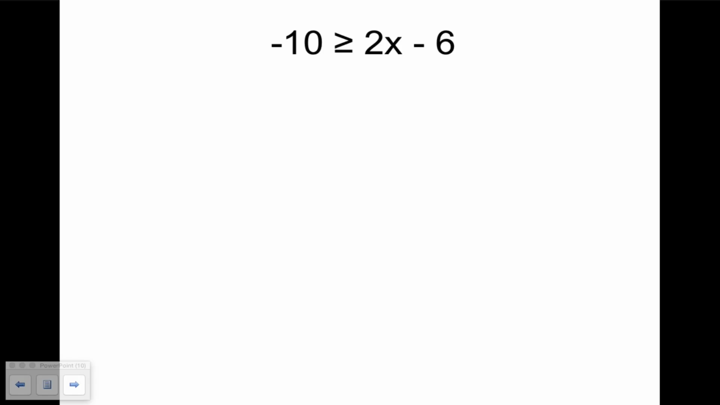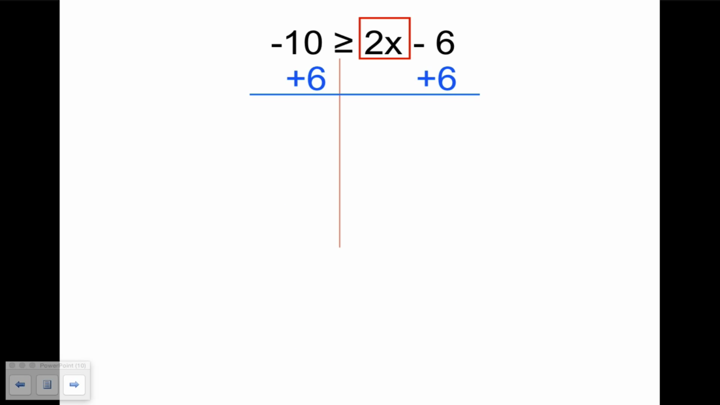Next example, we have negative 10 is greater or equal to 2x minus 6. The line of inequality, the box around 2x. Let's begin. What should we add to both sides? We should add 6. We're trying to isolate the box, and negative 6 is on the same side. So on the left-hand side, negative 10 plus 6 equals negative 4. And on the right-hand side, well, it's greater or equal to 2x.